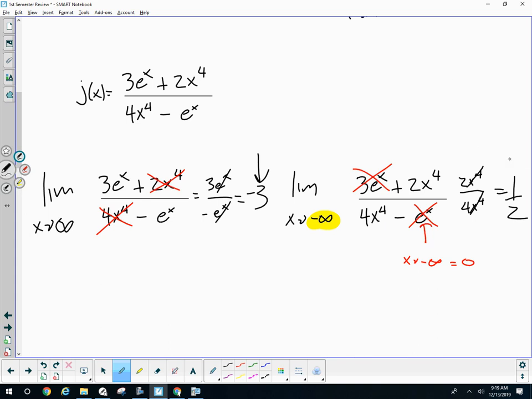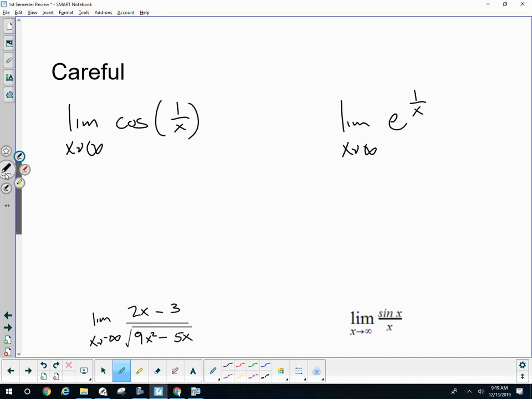You will see lots of questions on horizontal asymptotes on your midterm. I just put it together, and I was surprised how many popped up. So be ready for horizontal asymptotes.